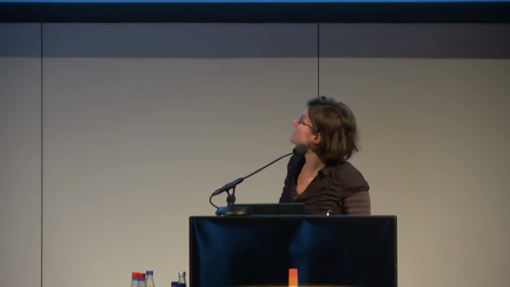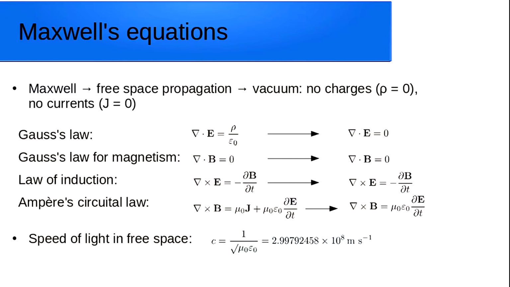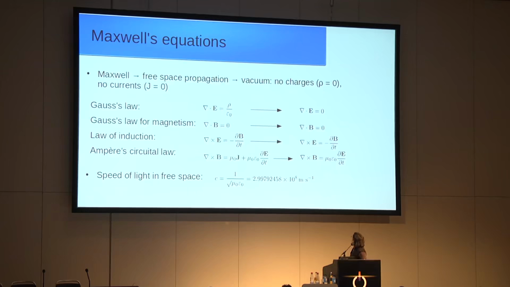So back to Maxwell's equations. If we come to free space propagation, in a vacuum, we have no charges and we have no currents. So this rho here in Gauss's law equals 0, and the J in Ampere's circuit law also equals 0. So the equations simplify to this one, which looks pretty symmetric, except here's a minus and here are this permeability and permittivity, which can be summed up to the speed of light here, c.